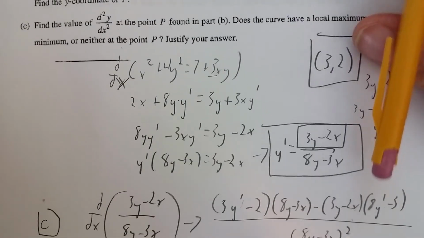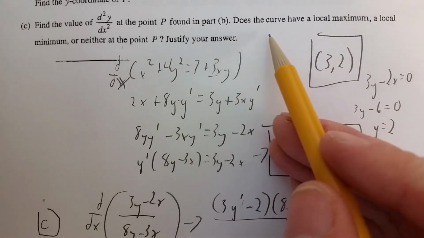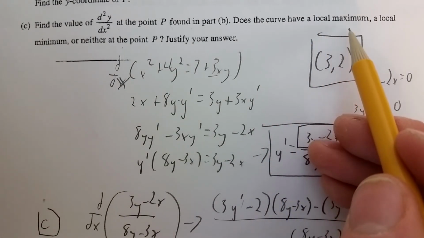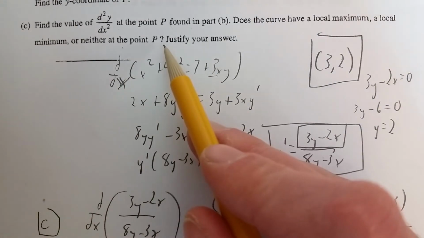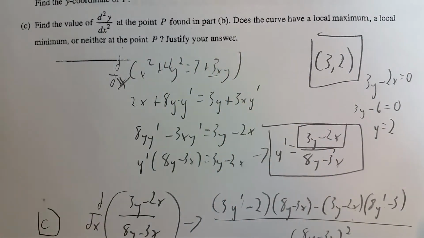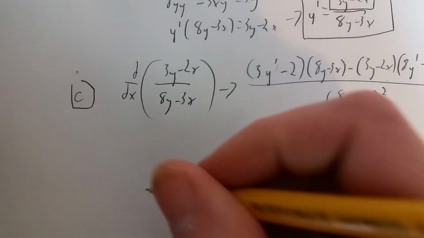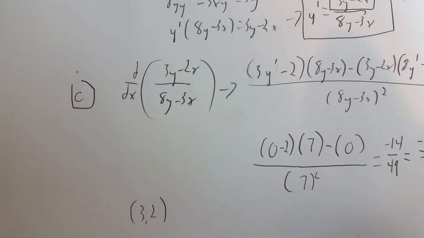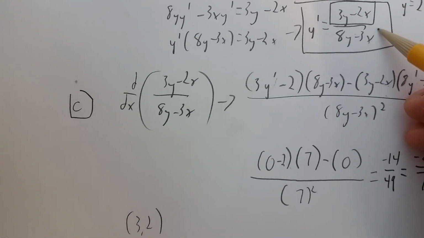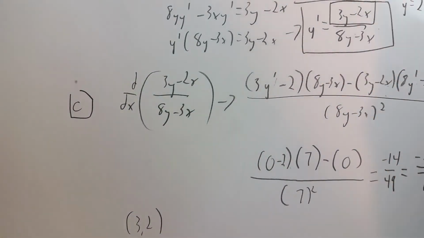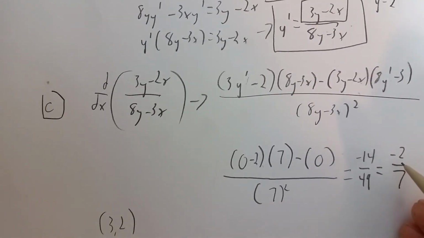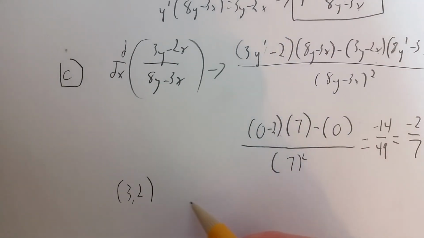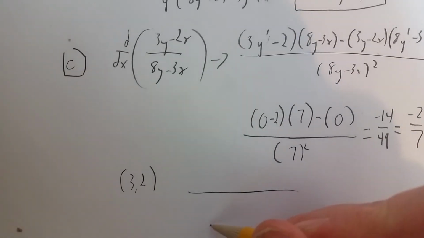Okay, so let's go back to it. The question is, does the curve have a local max, a local min, or neither at the point P? And we have to justify our answer. So at (3, 2), here's what we know. We know the first derivative is worth 0, and we know the second derivative is negative 2/7. So if the first derivative is 0, there are sort of 3 possibilities.